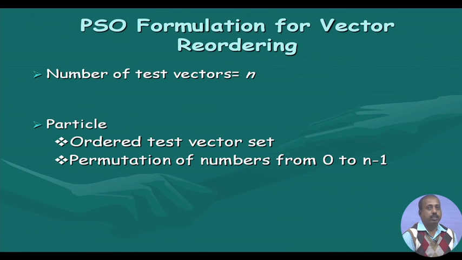So, what about this test vector reordering problem that we were looking into, and how can we make the particle swarm optimization formulation for it? Suppose the number of test vectors is equal to n. A particle is an ordering of these test vectors. If the test vectors are numbered from 0 to n minus 1, then any particle is a permutation of numbers from 0 to n minus 1. That is the particle structure taken for this reordering problem.